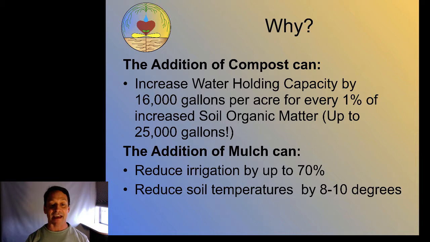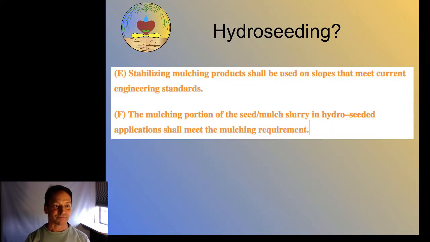Up to 25,000 gallons more water per acre. And it can reduce irrigation with the mulch by 70%. All right, so if you can reduce irrigation by 70% and you can increase the water holding capacity, there's lots of great whys right there for saving water and having healthier plants. Reducing the soil temperatures is getting more important as we look at climate change.